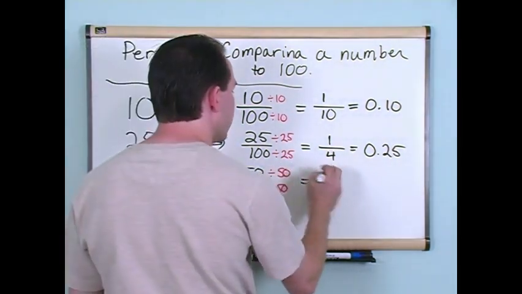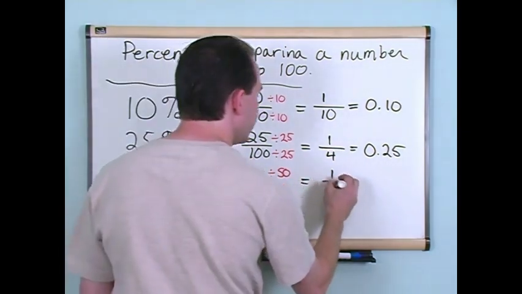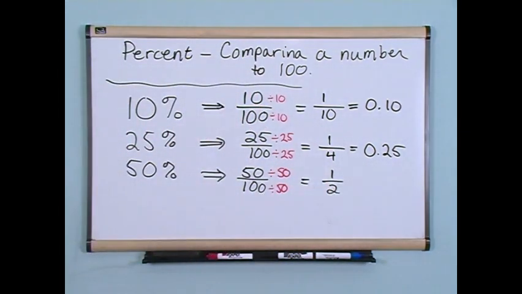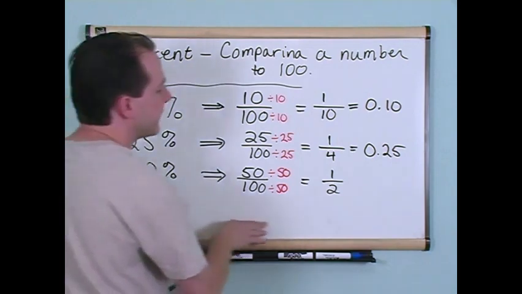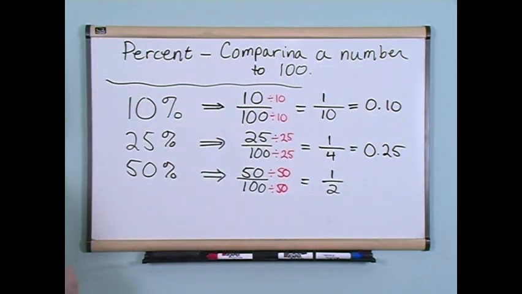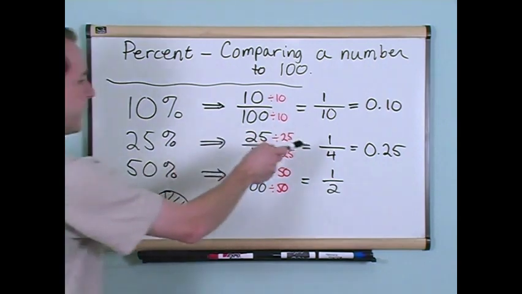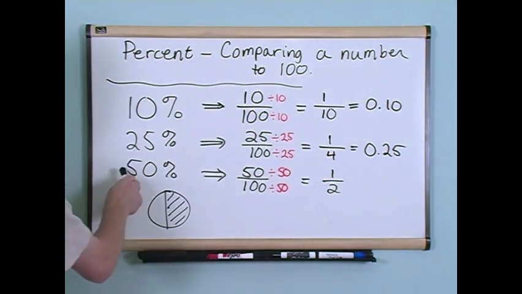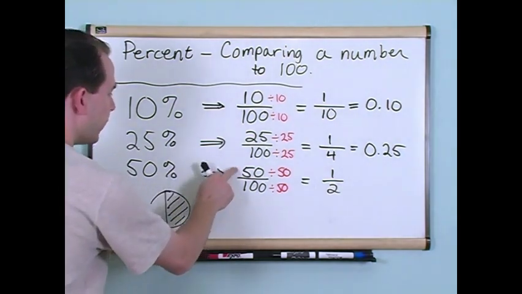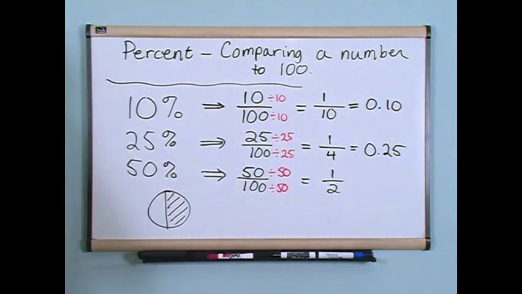50 divided by 50 is 1, and 100 divided by 50 is 2. So what we figured out here is that 50% is exactly the same thing as 1/2. We did that because what 50% means is 50 compared to 100, or as a fraction, 50 over 100, which reduces to 1/2. So in pie form, in terms of the pies we were talking about earlier, here is half of a pie. So half of a pie is 50% of a pie.